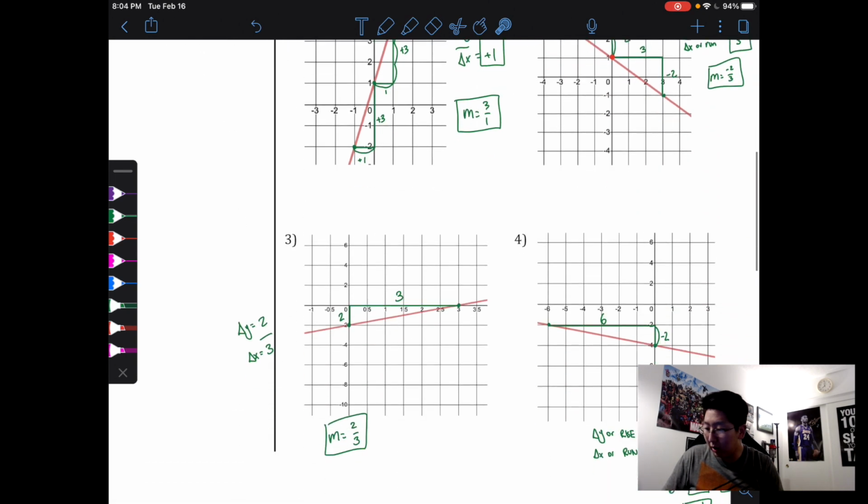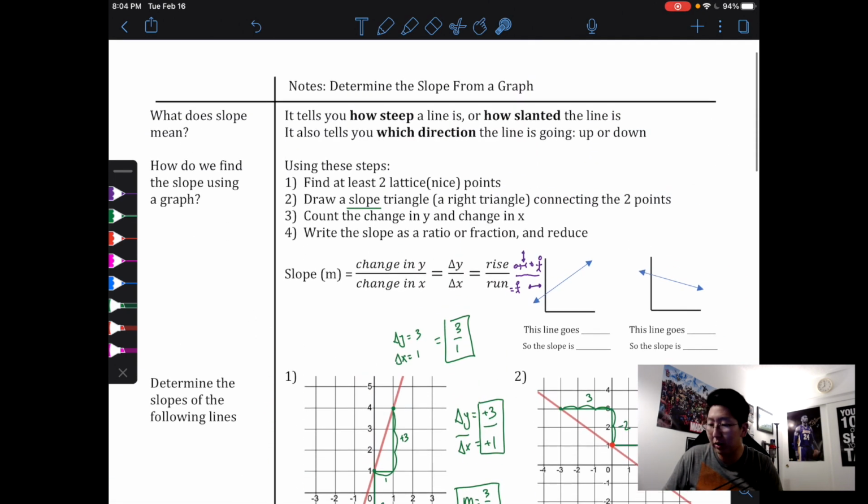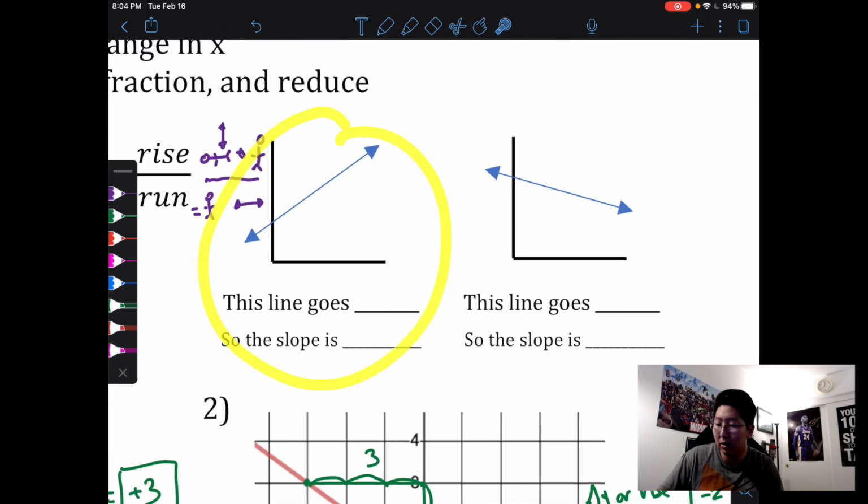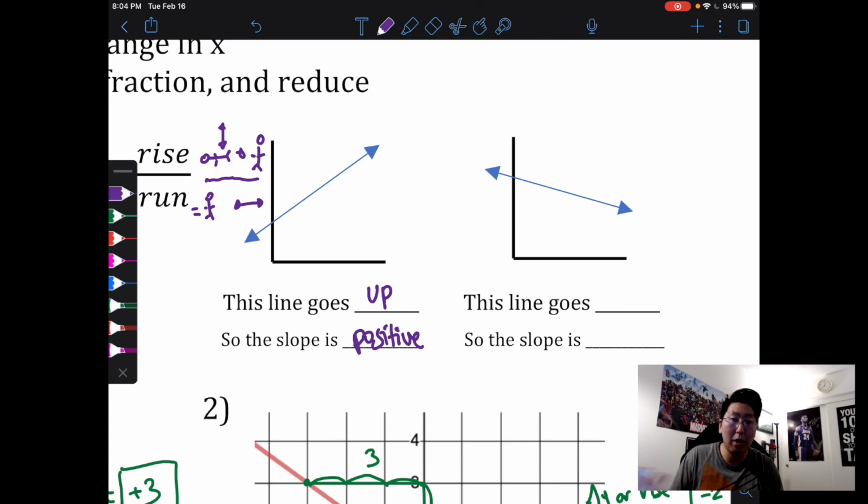So here you go. That's how you find a slope if you're given a graph. So, determine the slope from a graph. Now, I did say we're going to come back to this, so go ahead and zoom in here on these two. If the line goes from left to right, if it goes up, the slope is a positive slope. So it's going in an upward direction from left to right. If it goes up, it's a positive slope. If the line goes down, like this one right here, the slope is negative.